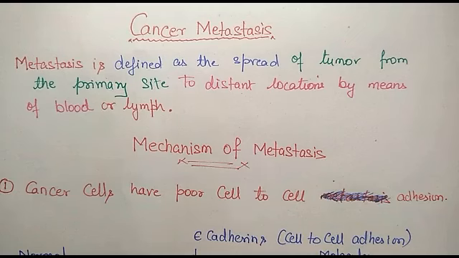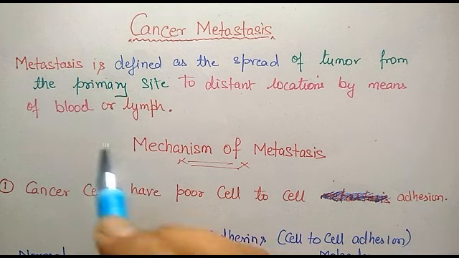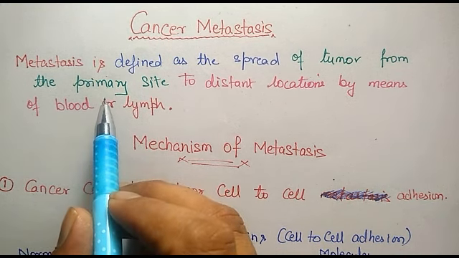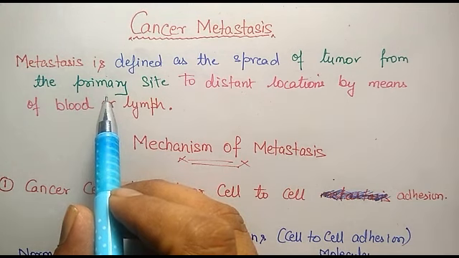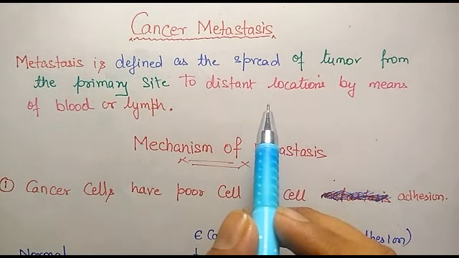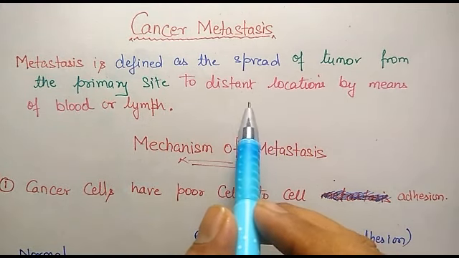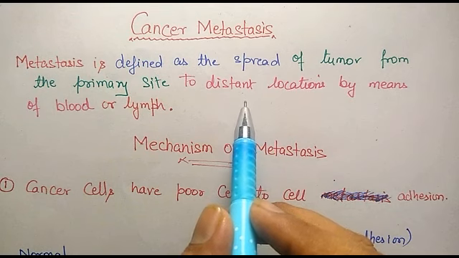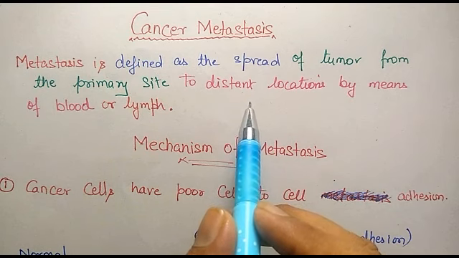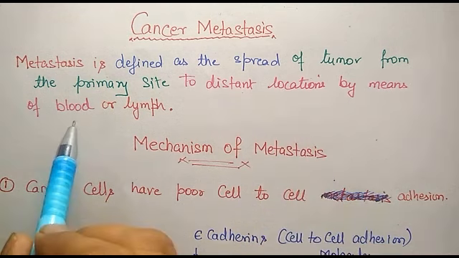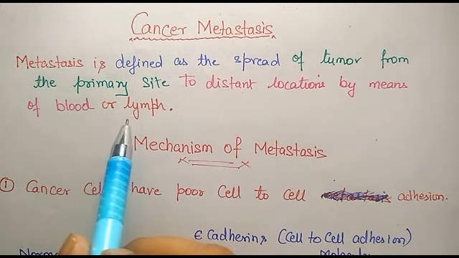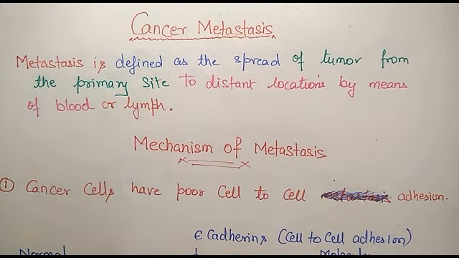Metastasis is defined as the spread of tumor from the primary site to a distant location by means of blood or lymph. Primary site basically means the place where the tumor originated, and distant sites can be anything far-ranging, from bone to skeletal muscle or even brain. And the spread is generally through your blood or lymph, either blood vessel or lymph.